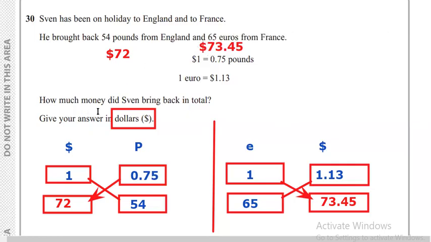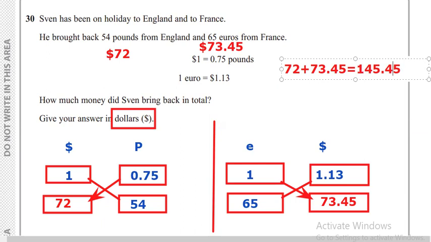Now, the question wants what? They want how much money did he bring back in total. This means we add these together and we will get the final answer. So at the end, I'm going to add them, 72 plus 73.45, and I'll get the final answer that they want. When you add them together here, you will get $145.45. And this is how you answer a question like this.